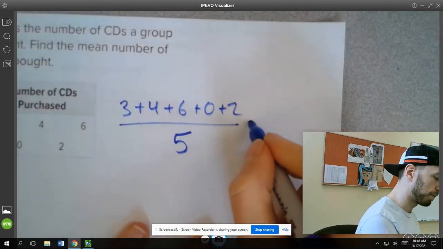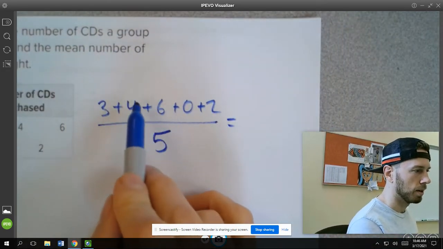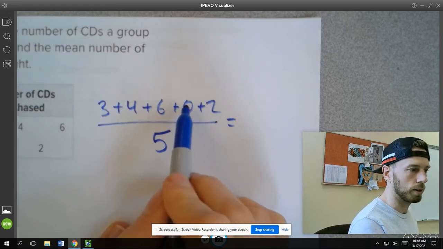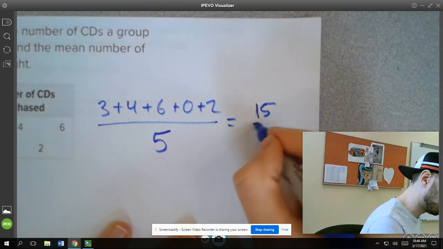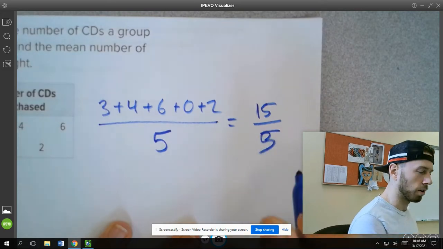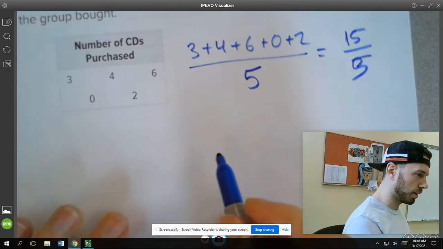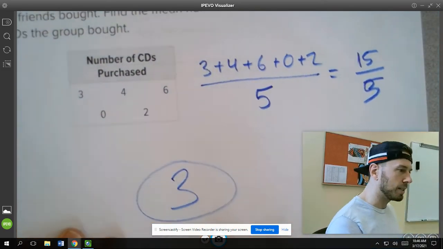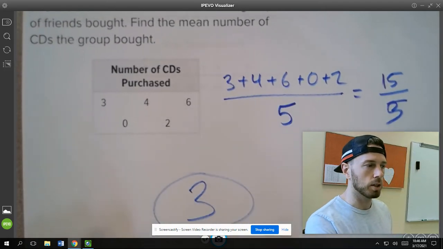So let's see what we get here. Let's go ahead and add up all these numbers up top. There's 10, 13, 14, 15, plus 0 is still 15, so 15 divided by 5 is 3. The answer is 3. So what is the average number of CDs purchased?